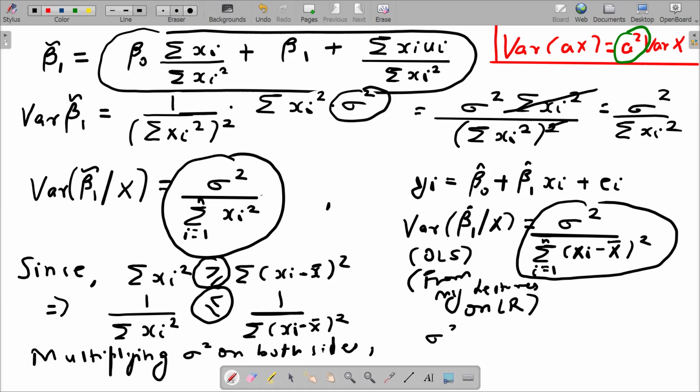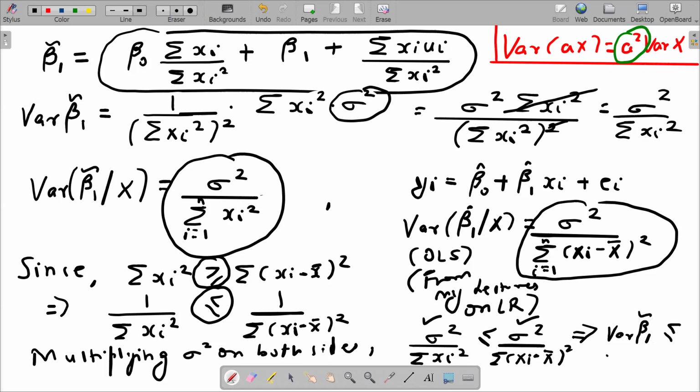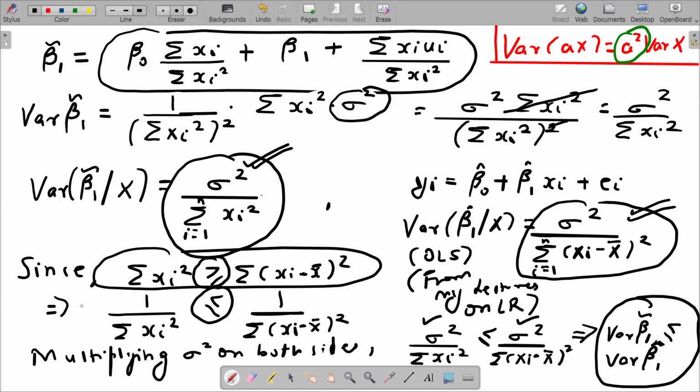What do we get? Sigma square over summation xi square is less than or equal to sigma square over summation xi minus x bar square, which implies what is this? Variance of beta 1 tilde less than or equal to what is this? Variance of beta 1 hat. So I have shown that variance of beta 1 tilde is less than or equal to variance of beta 1 hat, where this is the formula for variance of beta 1 tilde we have derived. This is the formula for variance of beta 1 hat, which students can find from my lectures on linear regression. Since we were given this in the question, I use this to solve the inequality. I take reciprocal on both sides, I multiply by sigma square, I get the required answer. This is what we had to show.